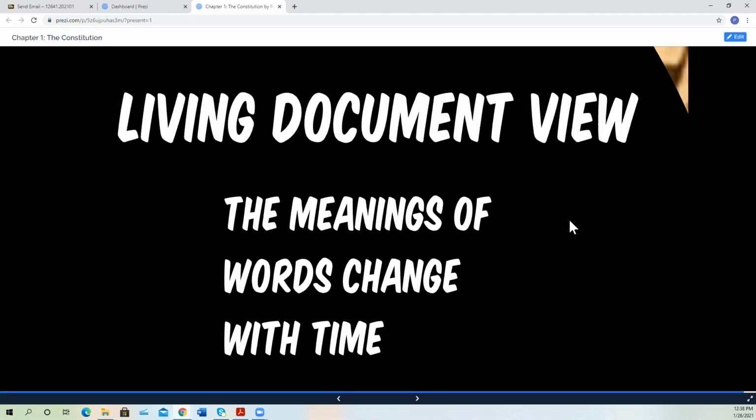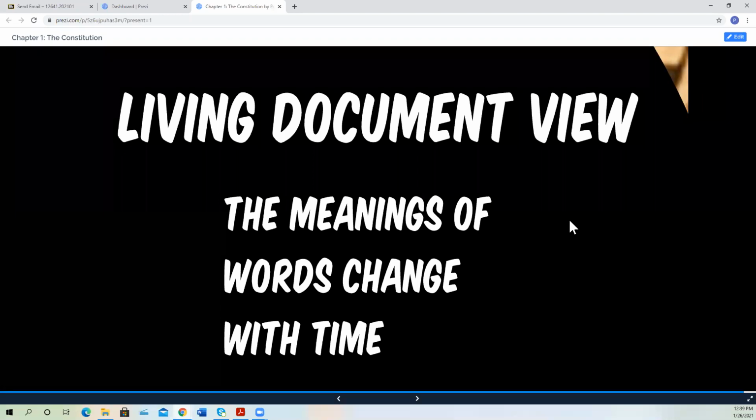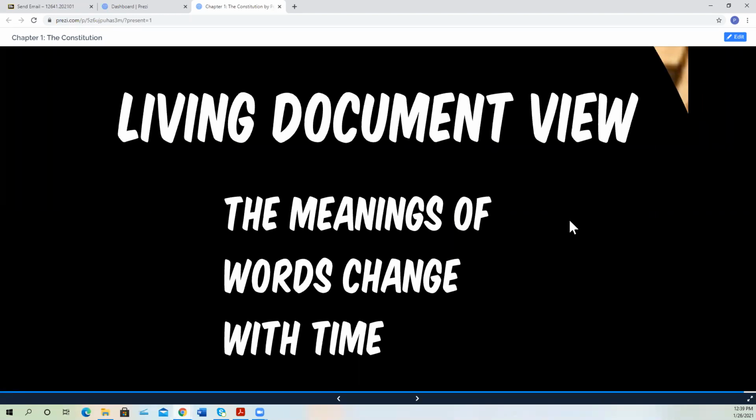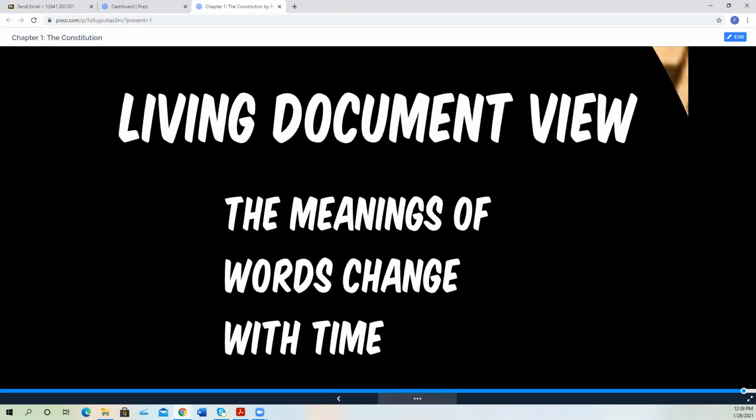Those who are proponents of the living document view say, well, that's not fair because words do change. And I agree, words do change with time, but we have a mechanism and we can change the Constitution. The Constitution is not a document that can't be changed. If we think that words have changed, then I think we should use the mechanisms we have to change the document and use words how they mean today.